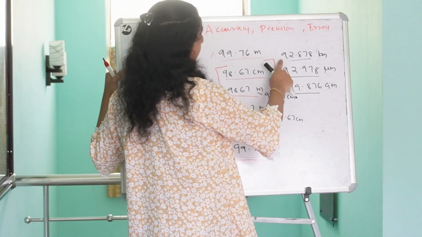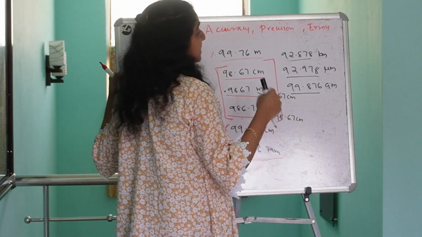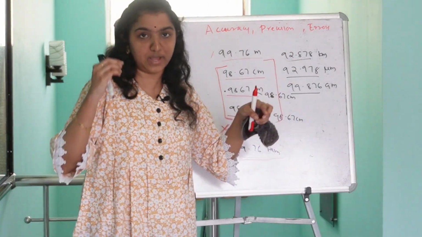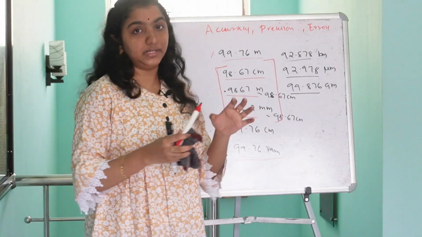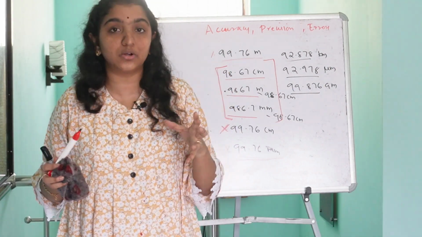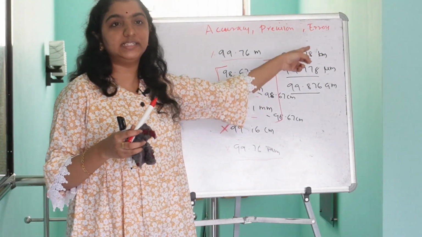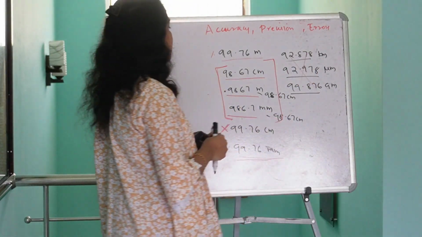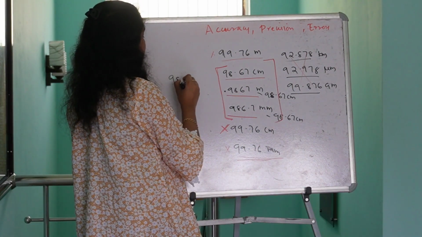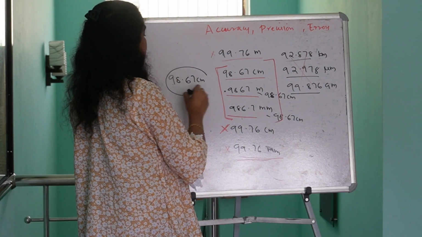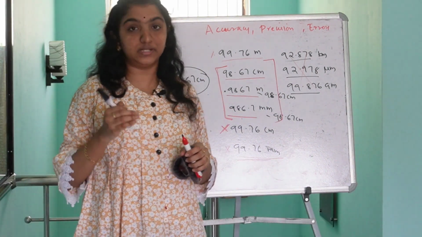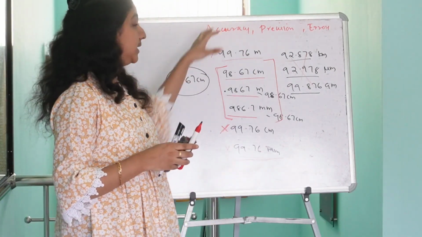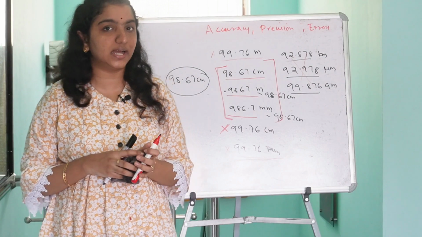Now I am checking whether the digits are same or not. Yes, the digits are also not same. Here in this case, everything is different. Value is different. Unit is different. I mean exact numerical value is different, unit is also different, and the digits in each value are also different. So we can eliminate all these values. So which is the most precise value among the given values? 98.67 centimeter is the most precise value. This is how we find the most precise value from a given set of measurements. Is it clear, guys?